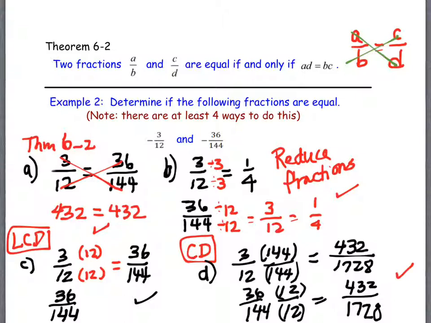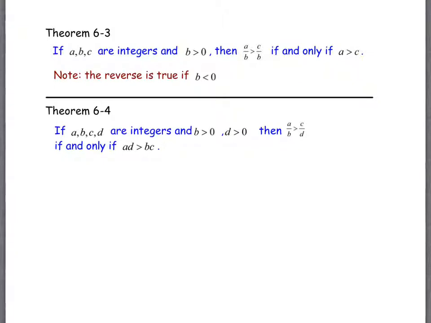It seems silly on this one, I know. But if you'd had 14 and 144, it'd be easier to do that than to find the least common denominator. Especially if you've got a calculator to do the multiplication for you, right? So that's another option of how you can compare whether fractions are equal or not.